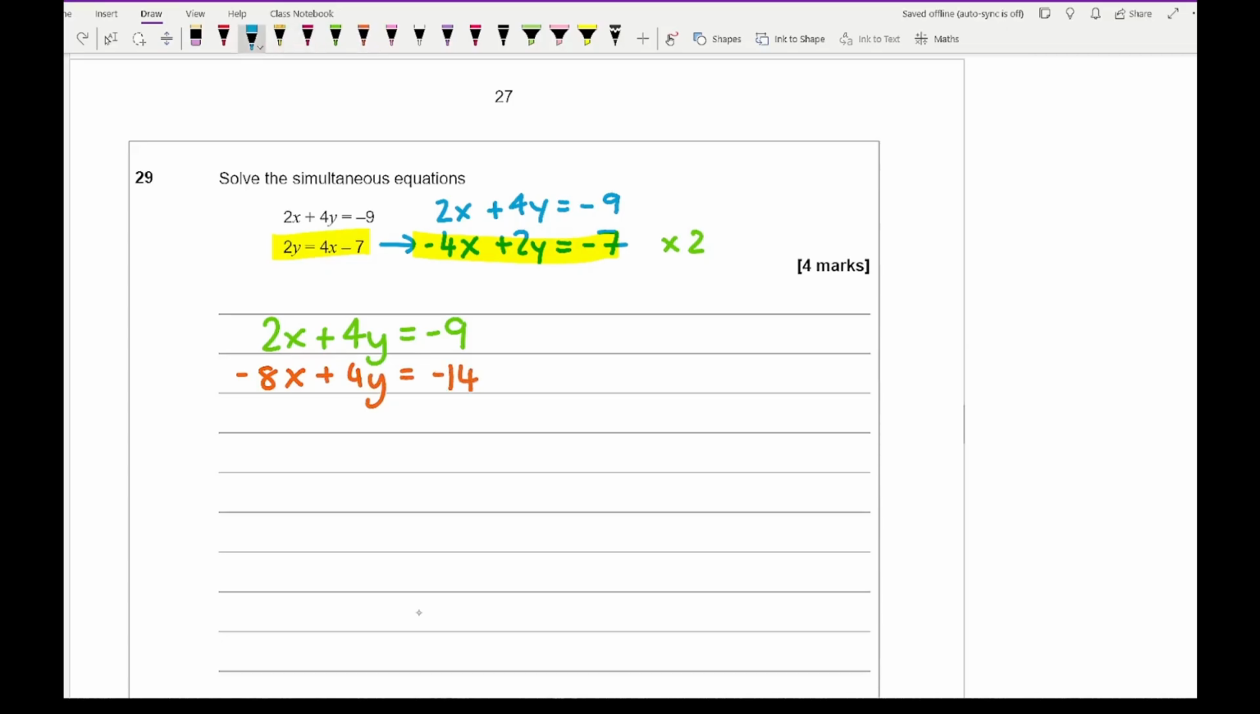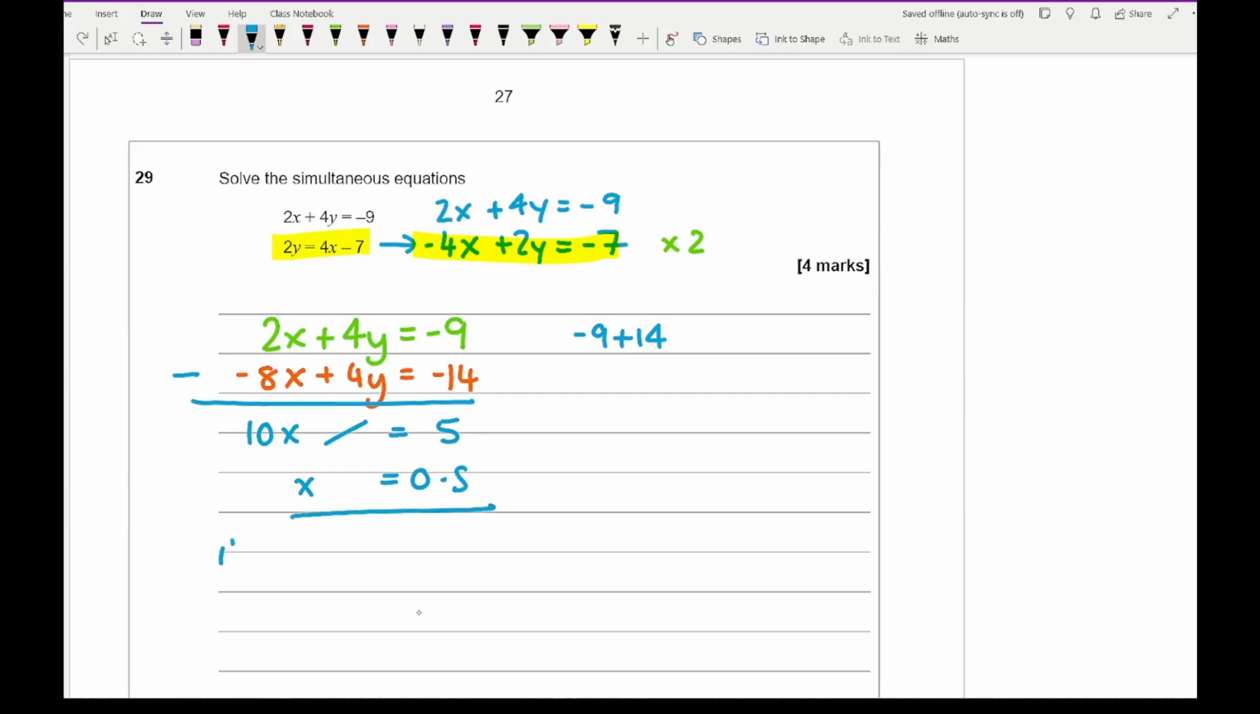Now with this, because my y's are the same quantity and they're both positive, the same sign, I take away the two equations. So 2x minus minus 8x is 10x. The y's disappear, and minus 9 minus minus 14 becomes minus 9 plus 14, which is 5. So then x equals 0.5.